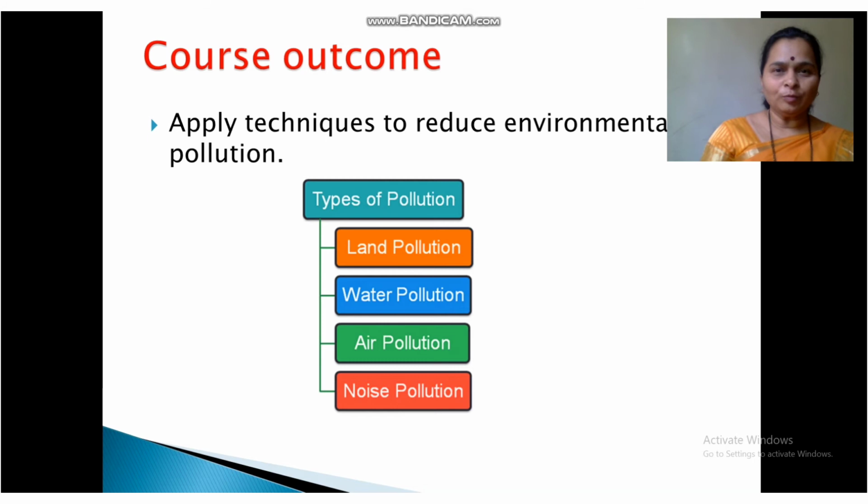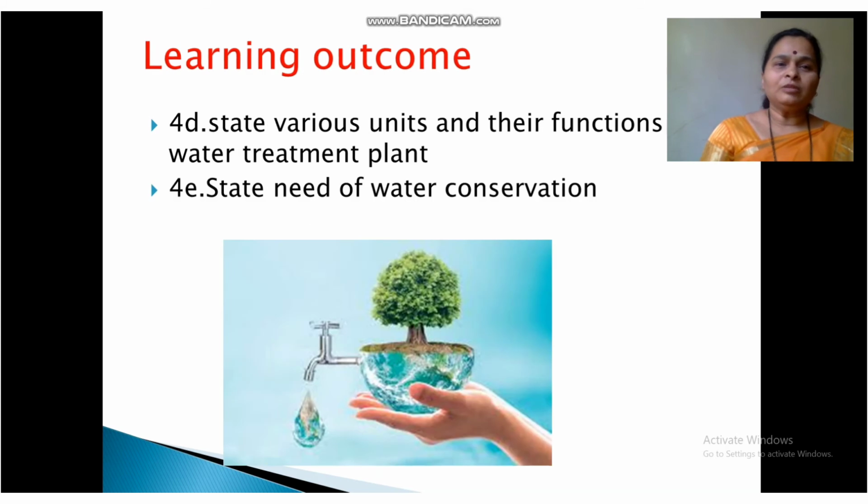There are different types of pollution like land pollution, which is also known as soil pollution, water pollution, air pollution, noise pollution, then also nuclear pollution, e-pollution, then biomedical waste pollution. These are the different types of pollution. The learning outcome is to state the various units and their functions in a water treatment plant, then state the need for water conservation.